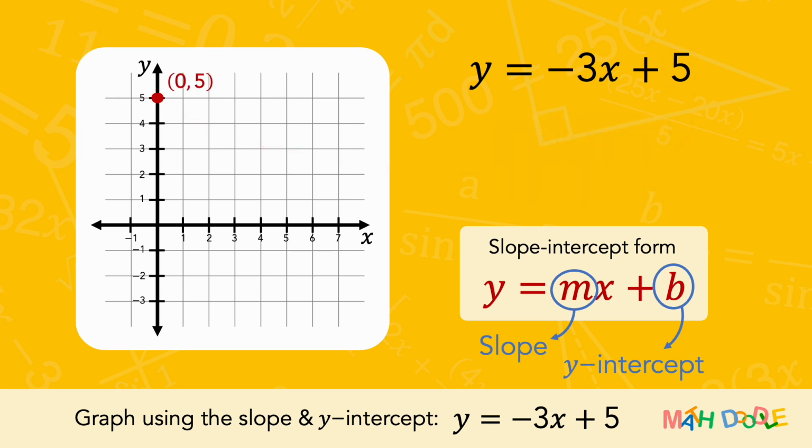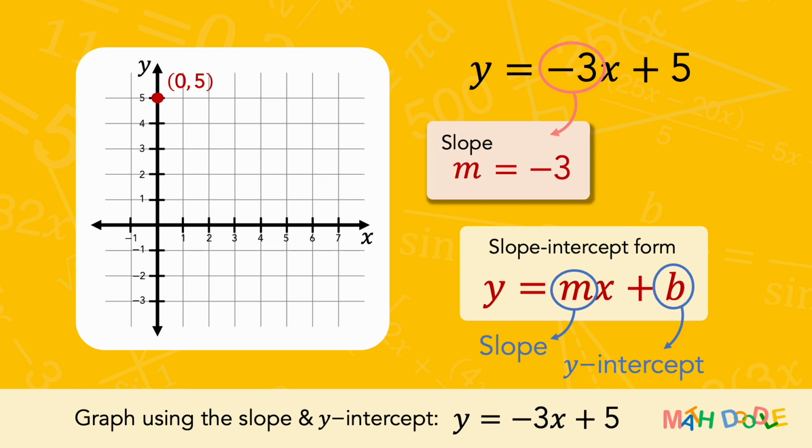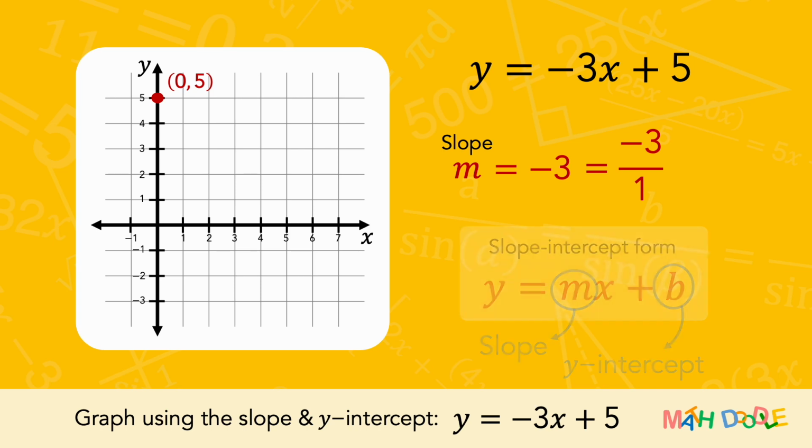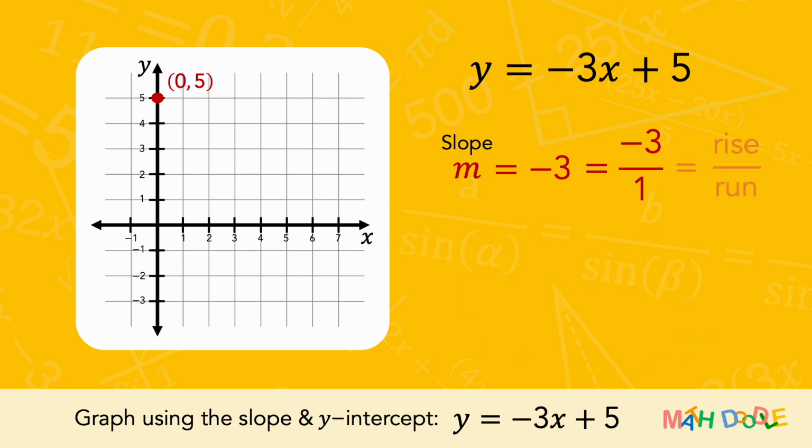Also, the equation has a slope of -3. And we can rewrite this as a fraction. Since the slope of a line is expressed as the ratio of the rise to the run, this tells us that the line of the equation has a rise of -3, and a run of 1.